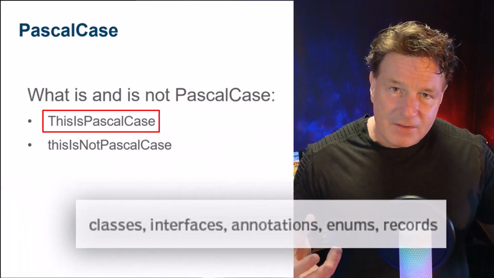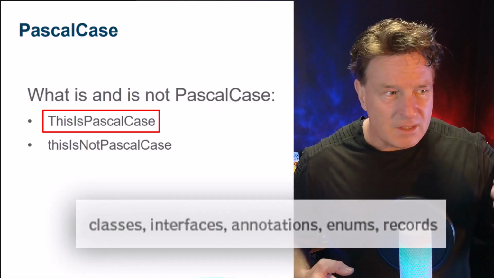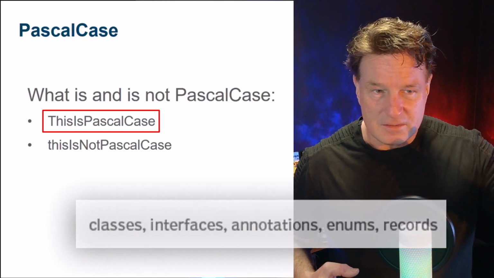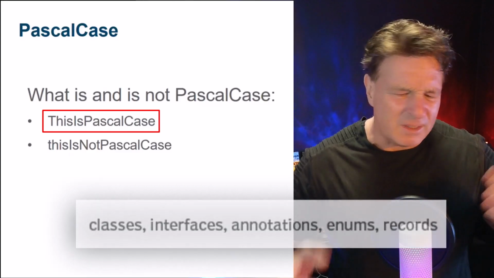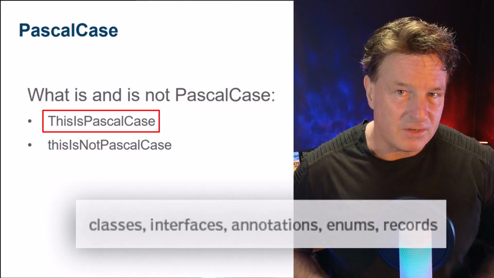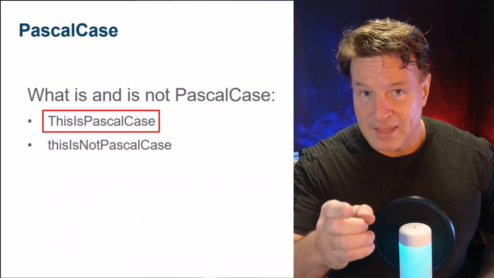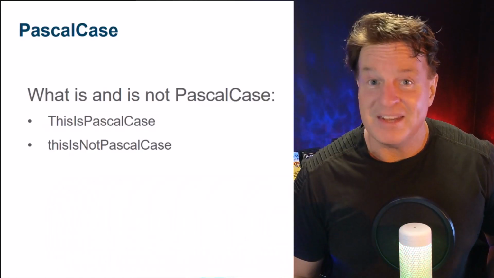Now, in Java, we use Pascal Case with classes, with interfaces, with big top-level and important components. We don't use it with methods and variables. For that, we use lower CamelCase, which is next on the list of naming conventions that you gotta know.